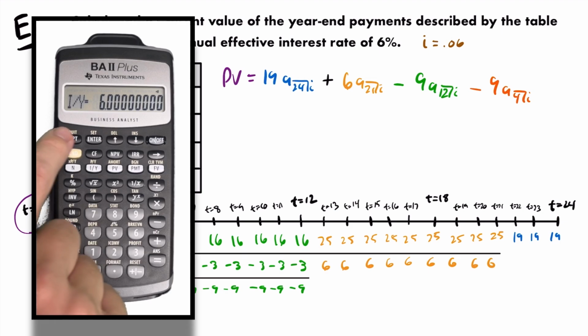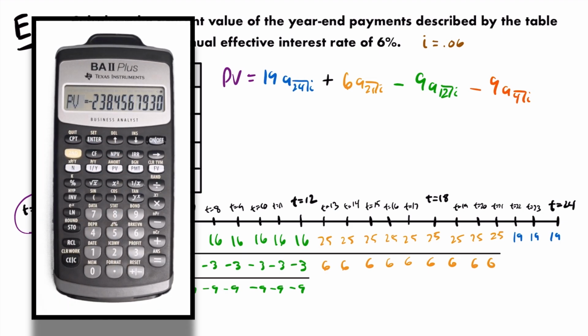Okay, then I'm going to hit compute present value, and there's the present value of that first annuity. Notice that it is negative. That's because I put my payments in as positive. If you wanted the present value to come out as positive, put your payments in as negative, but it'll get you the same answer either way.